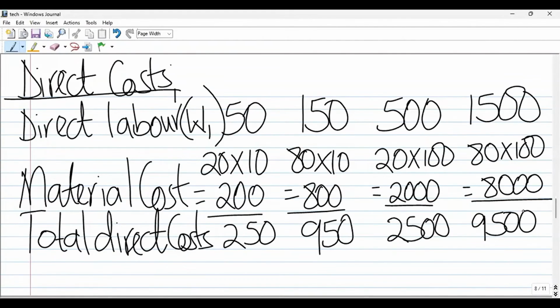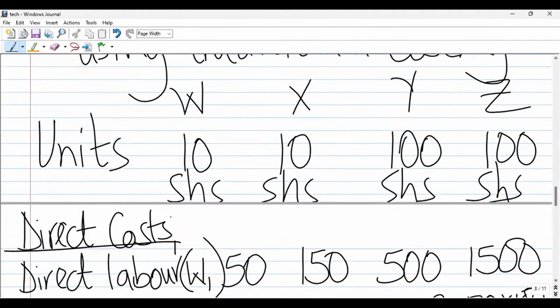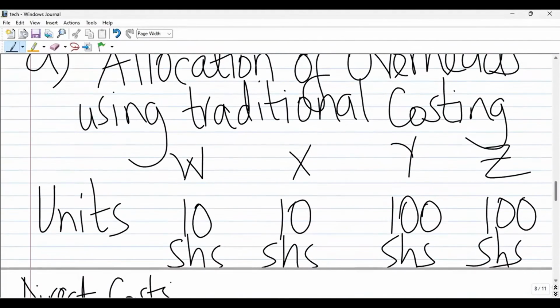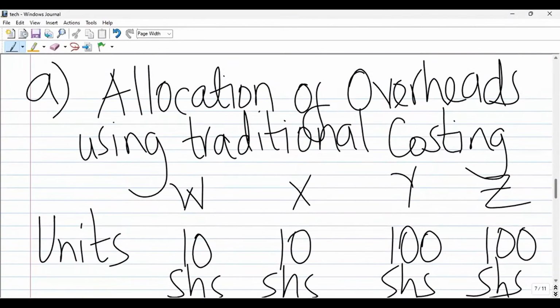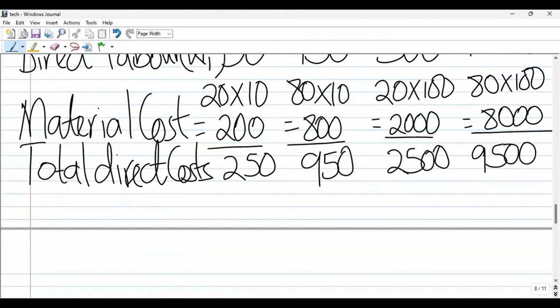Madam, can you scroll up a bit from the start of the solution? So I told you that when we are looking for total costs, we have direct costs and indirect costs, or direct costs and overheads. So we've completed the direct costs. Now we move to the overheads or the indirect costs. So let's go to the overheads.